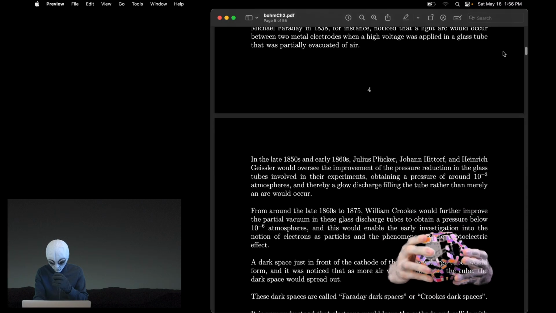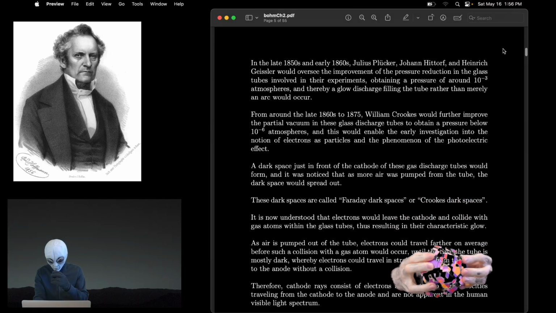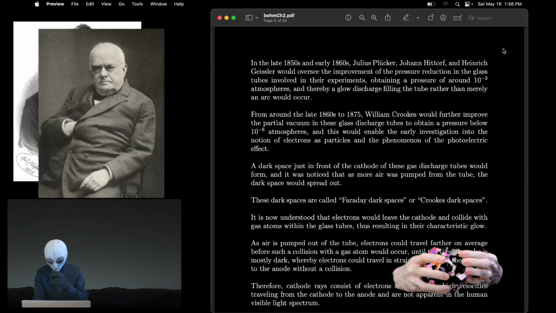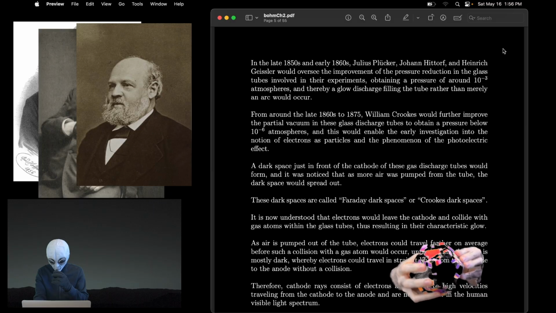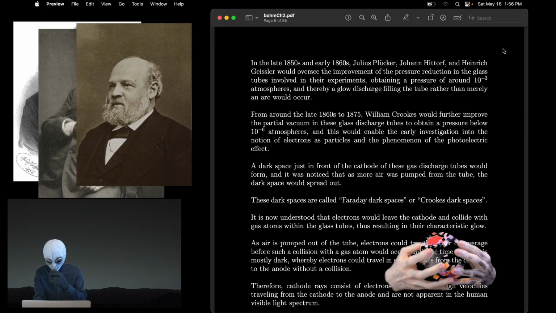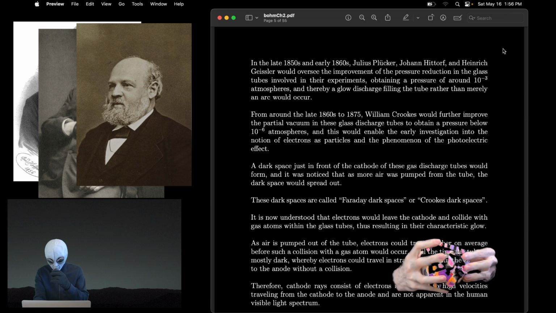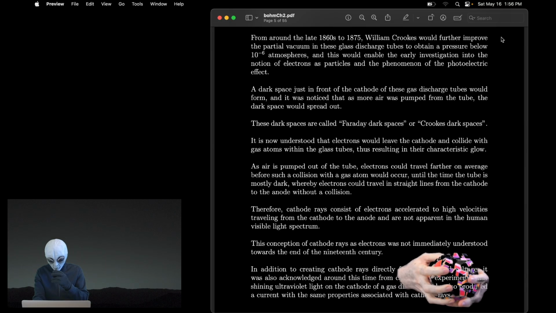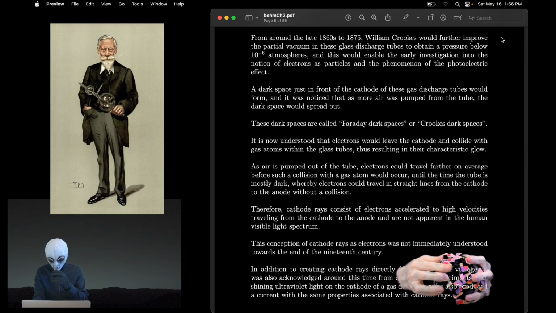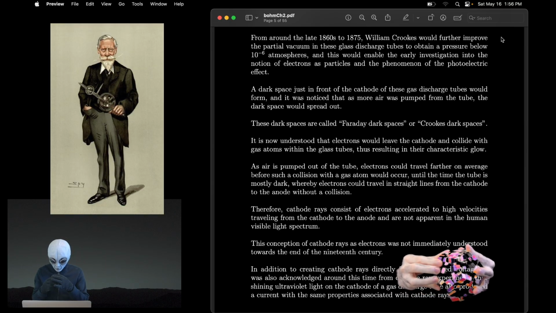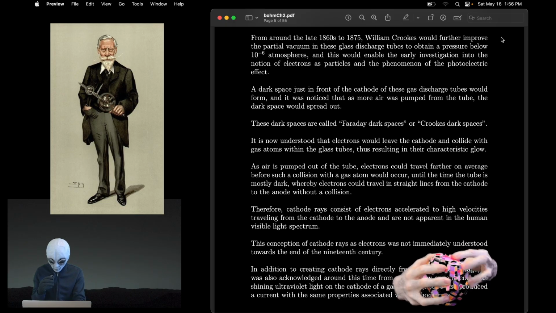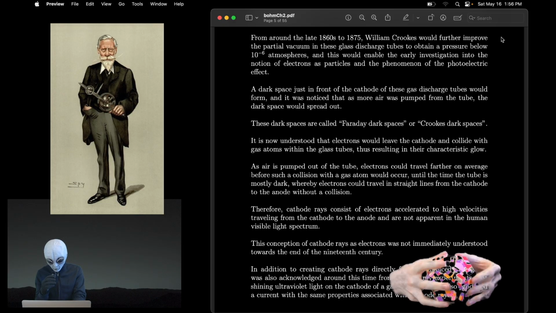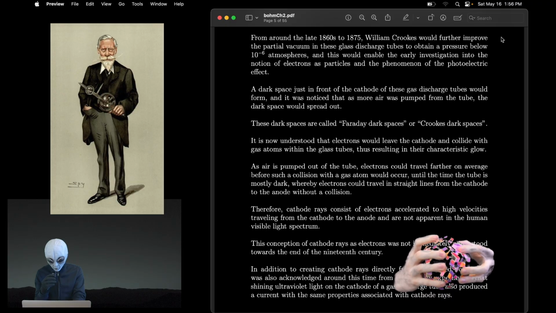In the late 1850s and early 1860s, Julius Plücker, Johann Hittorf, and Heinrich Geissler would oversee the improvement of the pressure reduction in the glass tubes involved in their experiments, obtaining a pressure of around 10 to the negative 3 atmospheres, and thereby a glow discharge filling the tube rather than merely an arc would occur. From the late 1860s to 1875, William Crookes would further improve the vacuum in these glass discharge tubes to obtain a pressure below 10 to the negative 6 atmospheres, and this would enable the early investigation into the notion of electrons as particles and the phenomenon of the photoelectric effect.